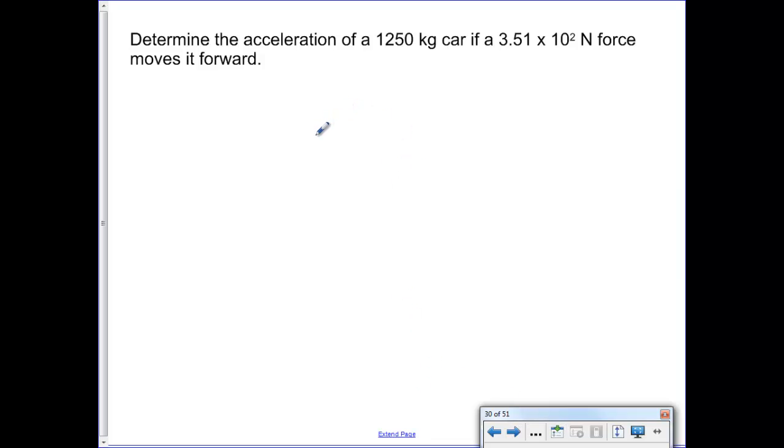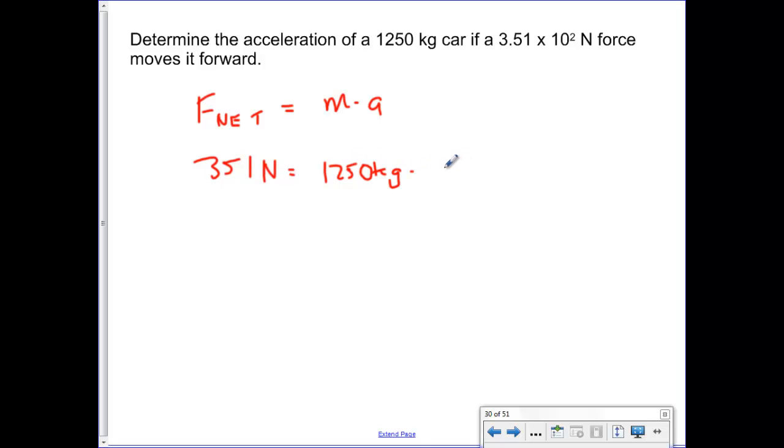Good question. We have to ask, is that all the forces acting on it? Based on the scenario here, yeah, that's all I'm going to give you. So your net force is equal to your mass times your acceleration. So this is 351 newtons, equal to 1250 kilograms times acceleration. How do you get acceleration by itself? Divide out the mass.